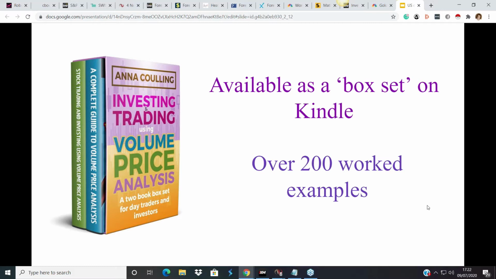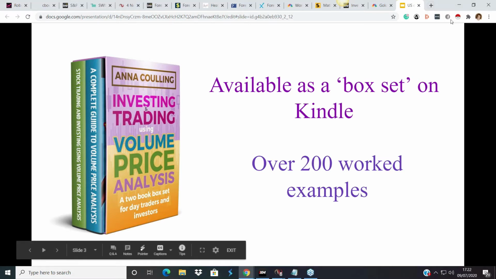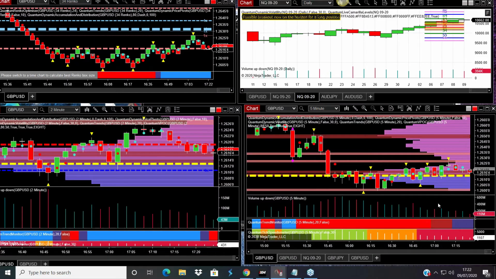This companion book really covers stocks, indices, and commodities. If you're predominantly interested in forex, there is a forex version as well. I think that's got just over 100 examples rather than 200. But enough of that, let's just go straight to the charts.